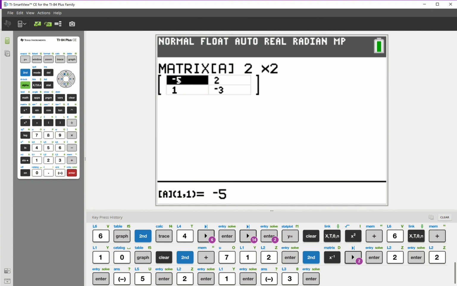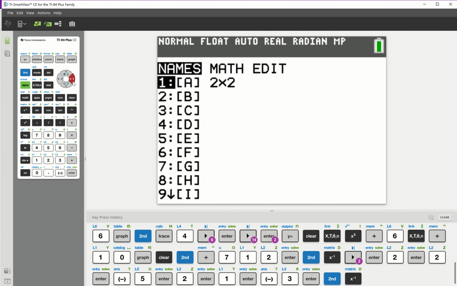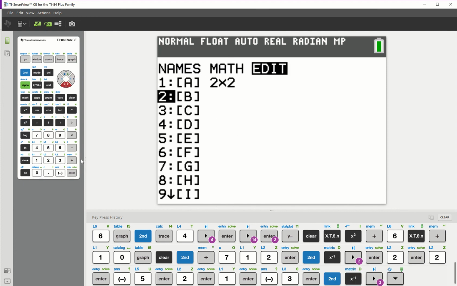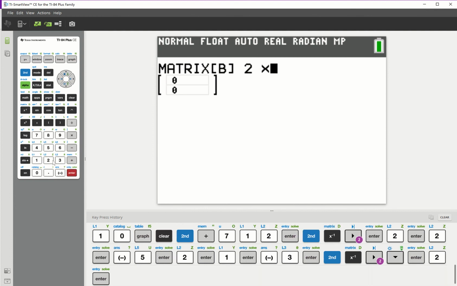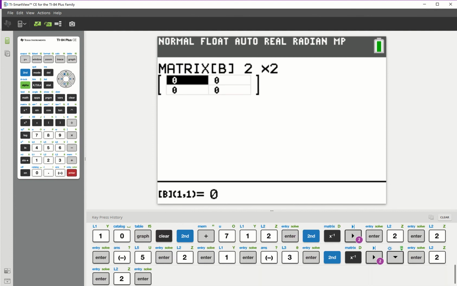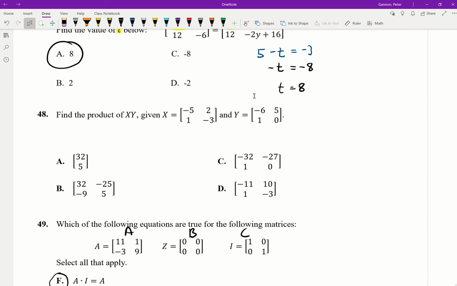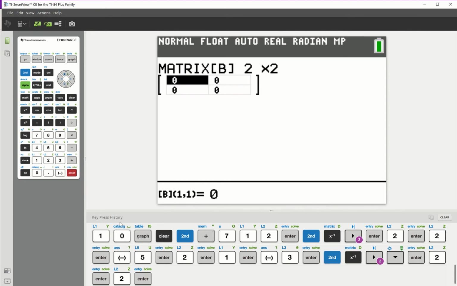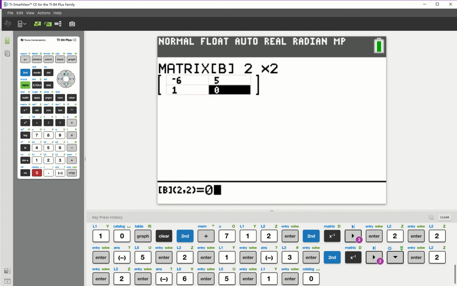Just remember, when the number is negative, you have to use the negative in the parentheses. All right, I need to enter my next matrix. So second matrix, go to edit, go down to the second one. That's also 2 by 2. All right, this time the entries are -6, 5, and 1, 0. So -6, 5, 1, 0. You always want to double check that you put the numbers in correctly. Okay, I feel like we're good. We're going to get out of here.